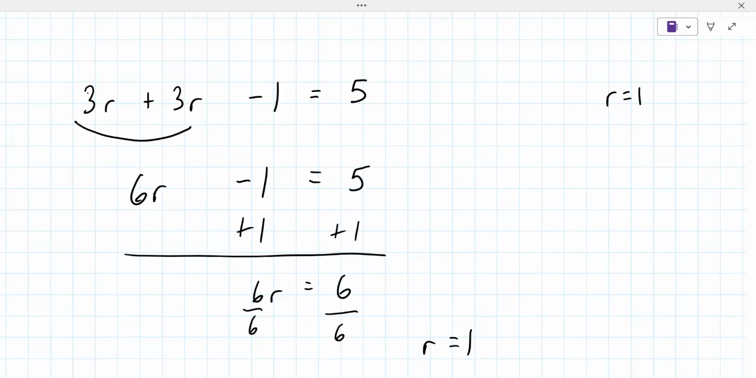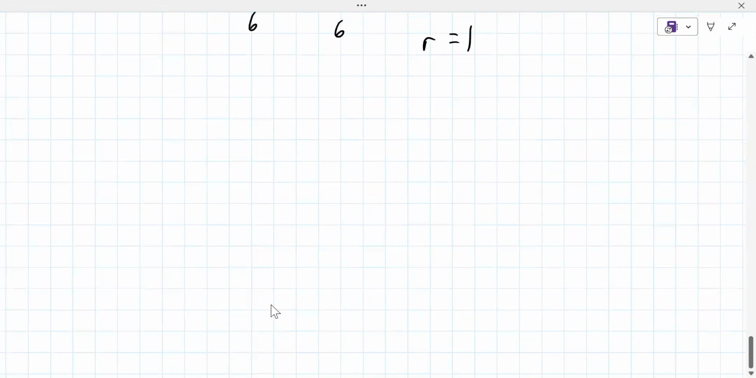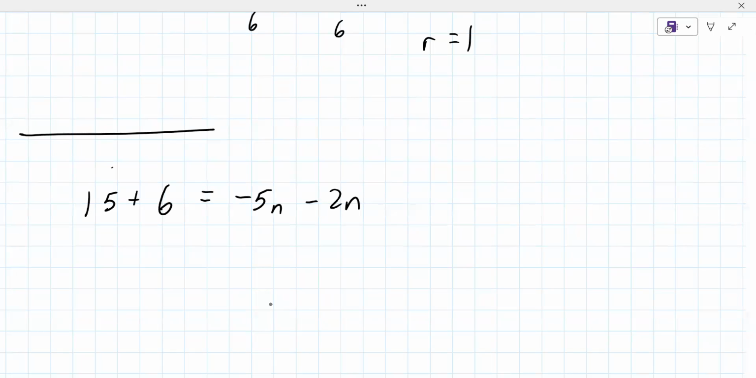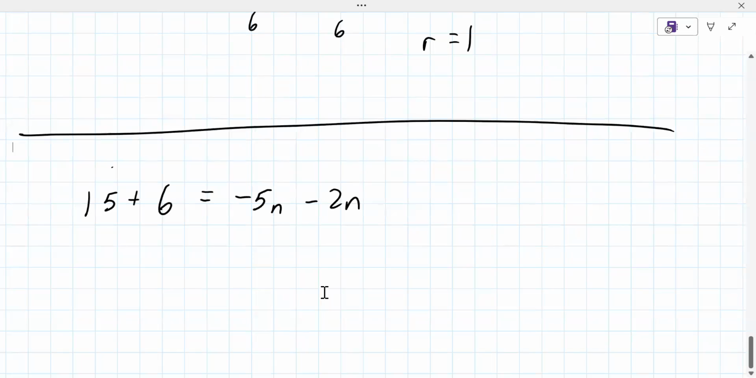Let's see here. Let's try something a little different. See if you can do it here. Let's go 7. No, let's not do that one. Let's go 15 plus 6 equals minus 5n minus 2n. So this is a new problem here. See what you can do to work this out. Okay.